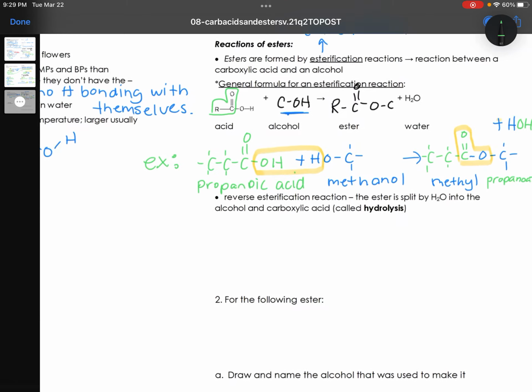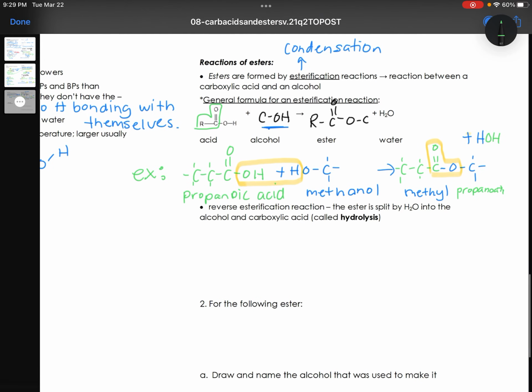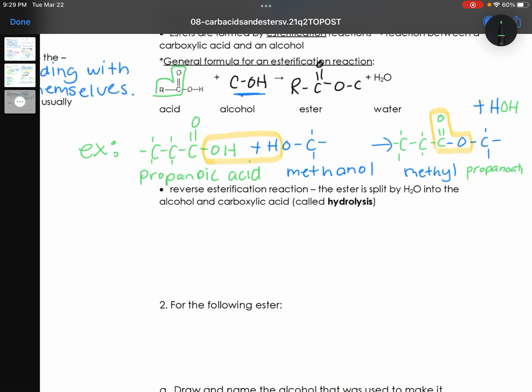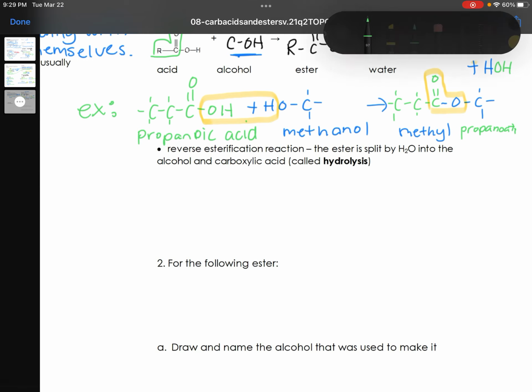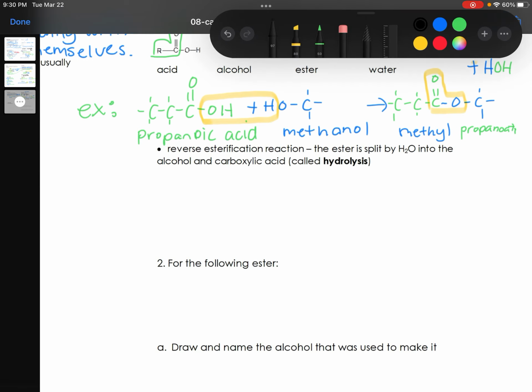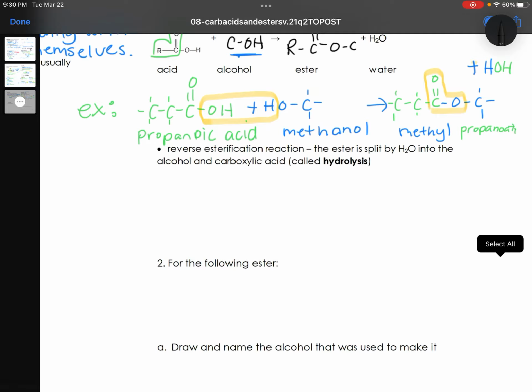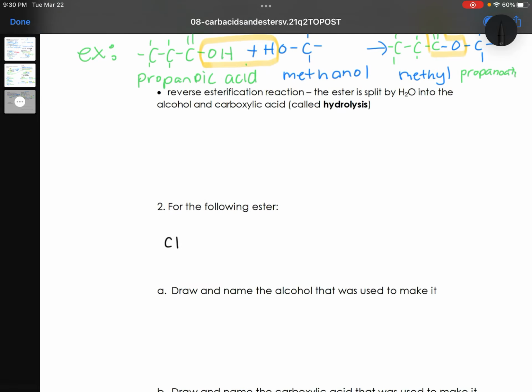So you can, like I said, reverse these reactions, which is called hydrolysis. So, splitting the ester using water. So actually, we'll do one right here. I'm going to use condensed form. I hope that doesn't bug anybody.